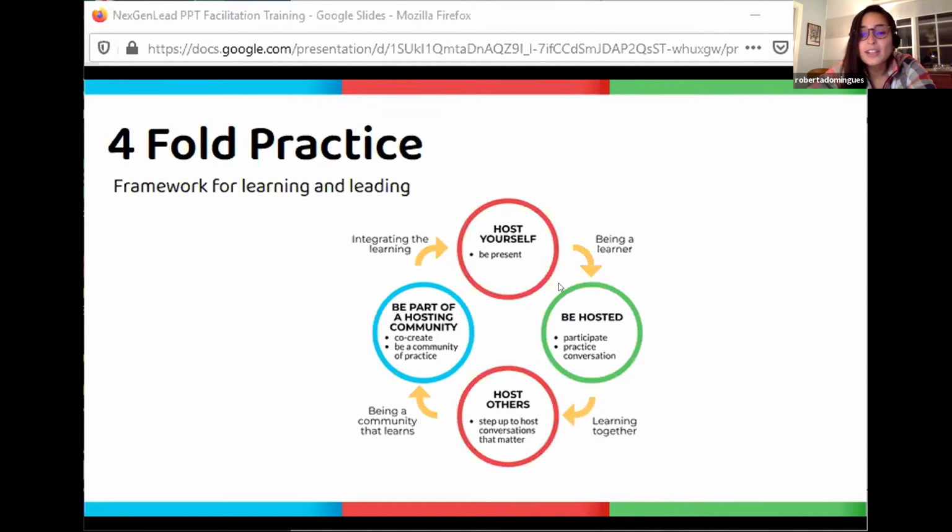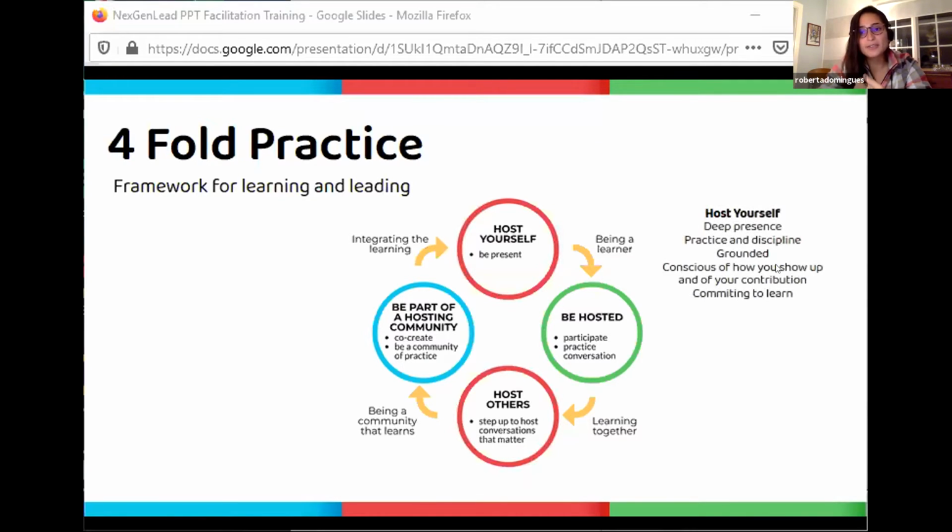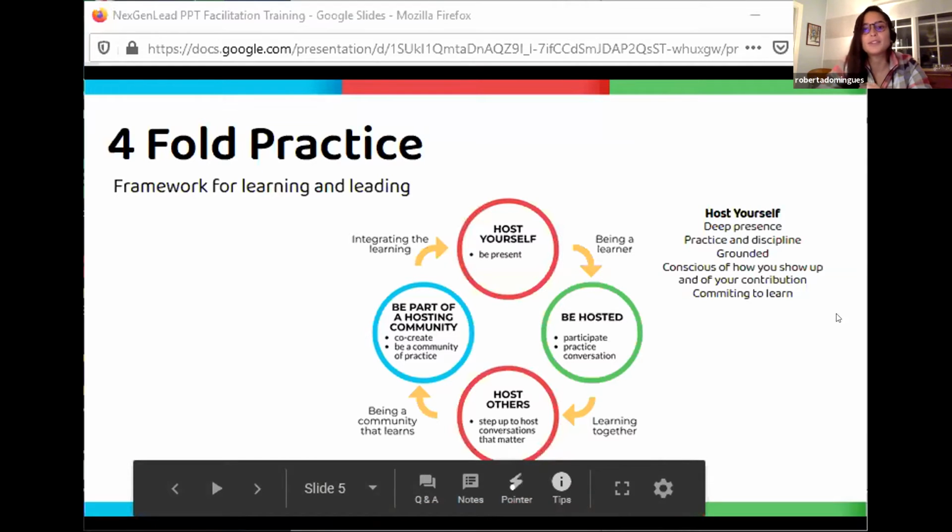Okay, so another framework. As we saw that we use the CARL framework for learning about responsible leadership, we also will be using the fourfold practice, a framework for learning and leading. And this framework is based on these four different practices about hosting. The first one is about hosting ourselves, which is much related to personal practices and reflection.